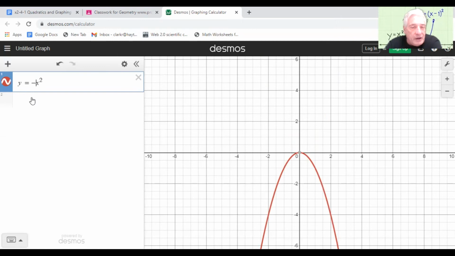Yep, if you put it negative, the parabola now is going down. It has no minimum. It goes down forever and ever. It does have a maximum. The maximum would be 0.